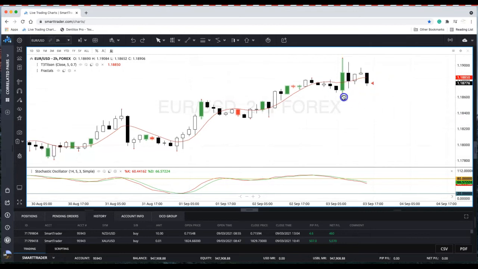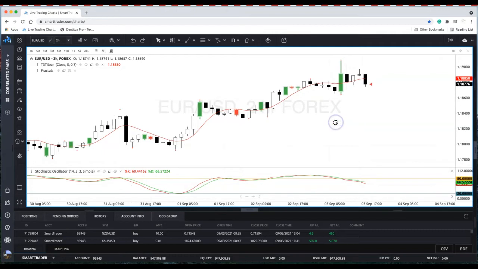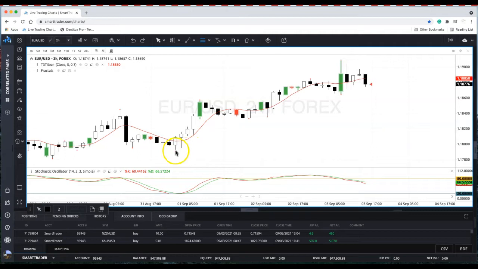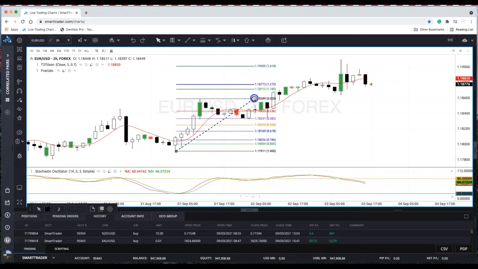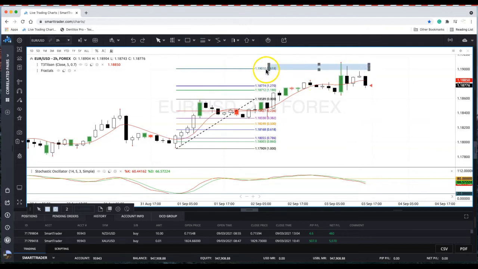So notice how we had a nice rally, and then price, instead of continuing to rally, pulls back violently at these levels. Now that's a Fibonacci extension. So if I would take my Fibonacci tool and draw it from this swing low, which is a fractal, to the next fractal here, notice where price found resistance and turned around at the extension of 161.